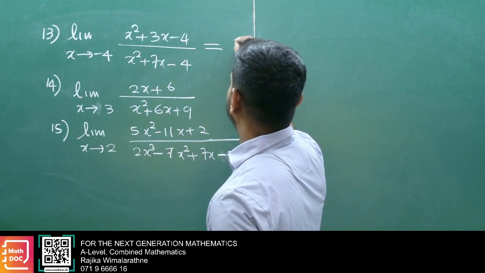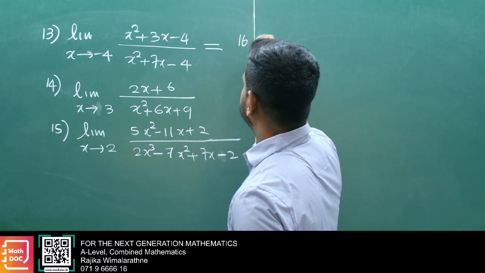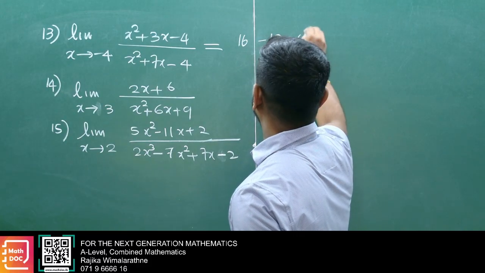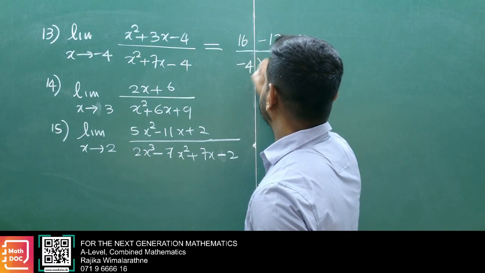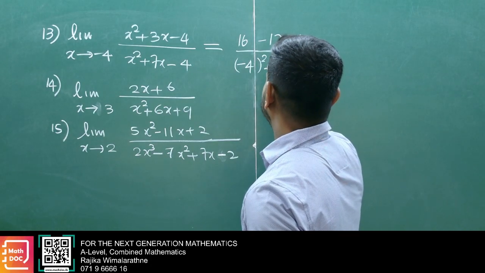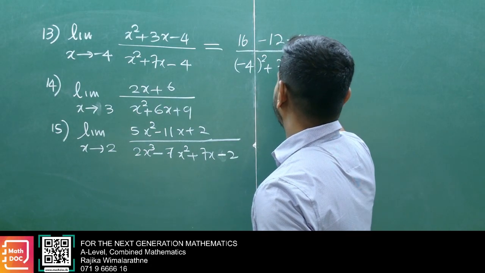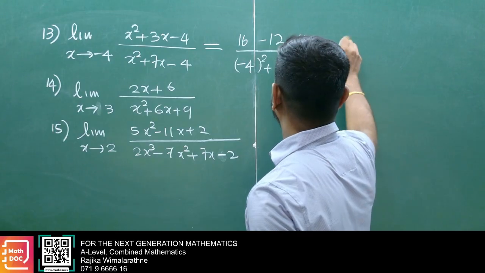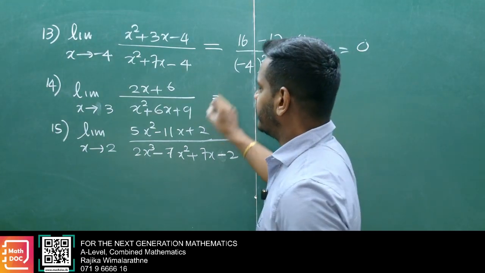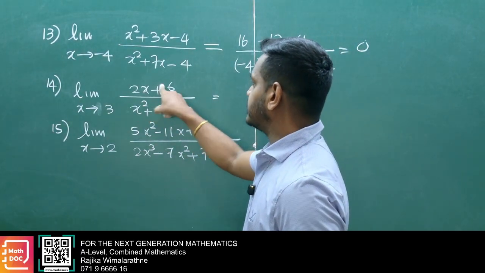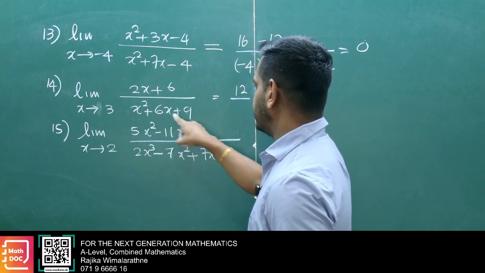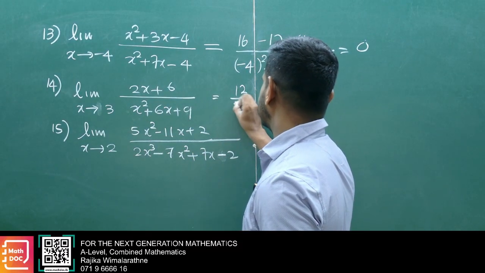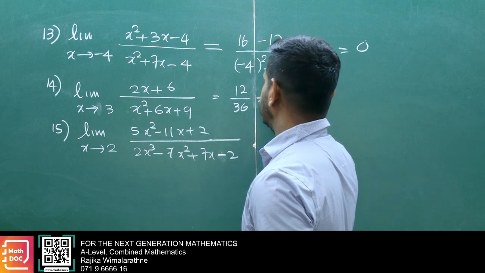Substitute 4: square 16 minus 12 minus 4. Then denominator minus 4 square, 7 into minus 4 minus 4. Numerator 0, then answer 0. Substitute 3: 6, 6, 12. Substitute 3: 9, 9, 18, 18, 18, 36. 1/3.